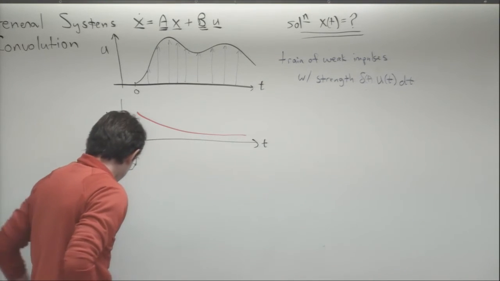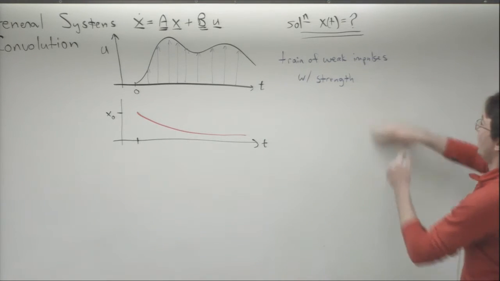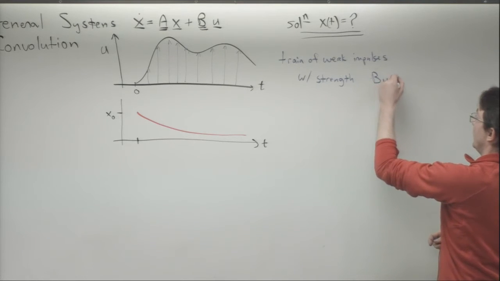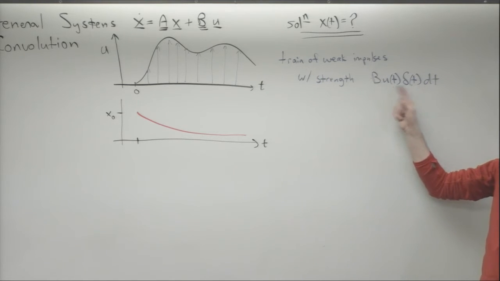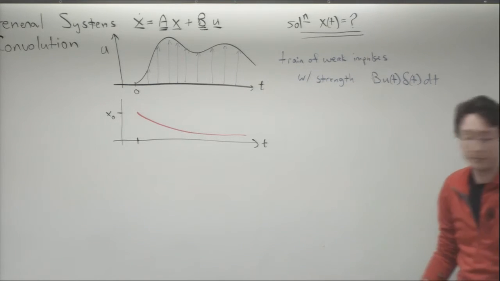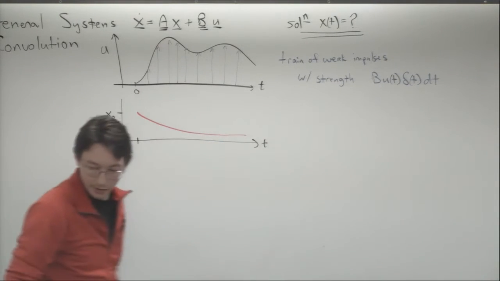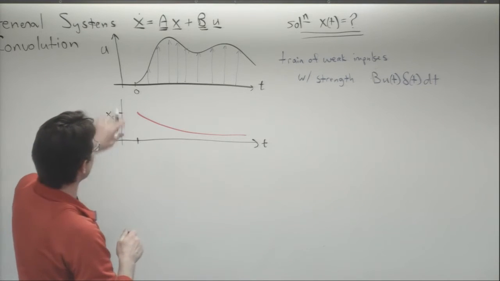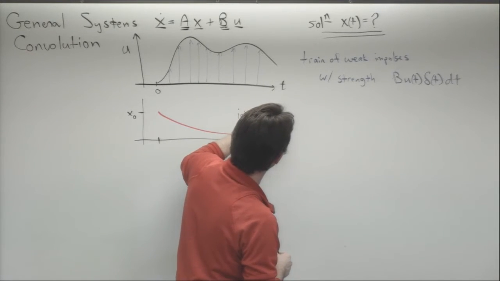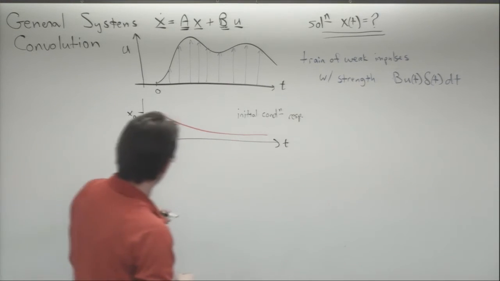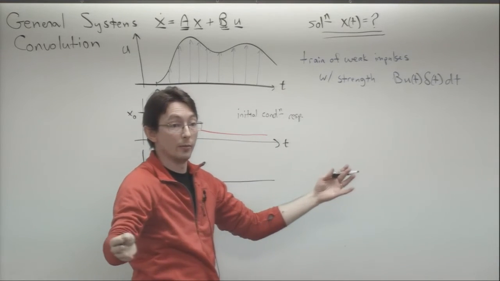It's actually got a magnitude of, let me write this slightly better. It's really b u of t delta of t dt. It's got a strength of b u of t times this infinitesimal. Okay. I forgot this b in my notes, but it shouldn't be a big deal. Okay. So there's this initial condition response. But then I also have the response due to all of these little impulses, this whole continuous train of impulses.